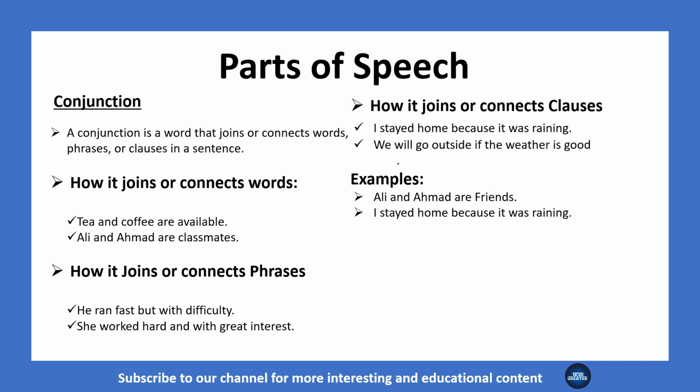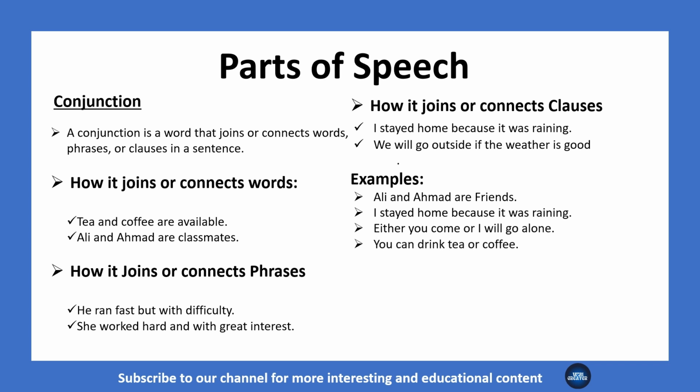The third example is either you come or I will go alone. In this sentence, the conjunction either or is used to present a choice between two possibilities. It means that only one of the two options will happen, either you come along or the speaker will go alone.